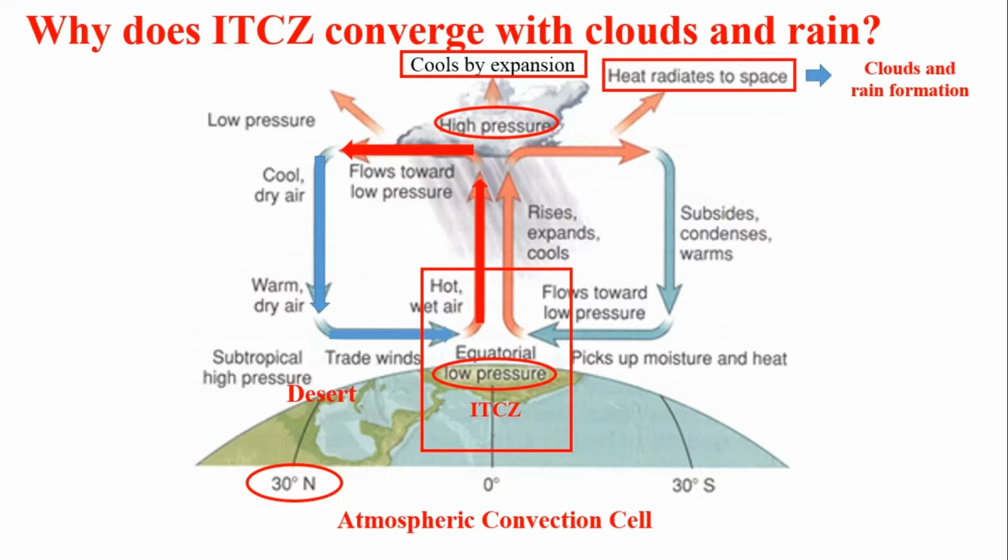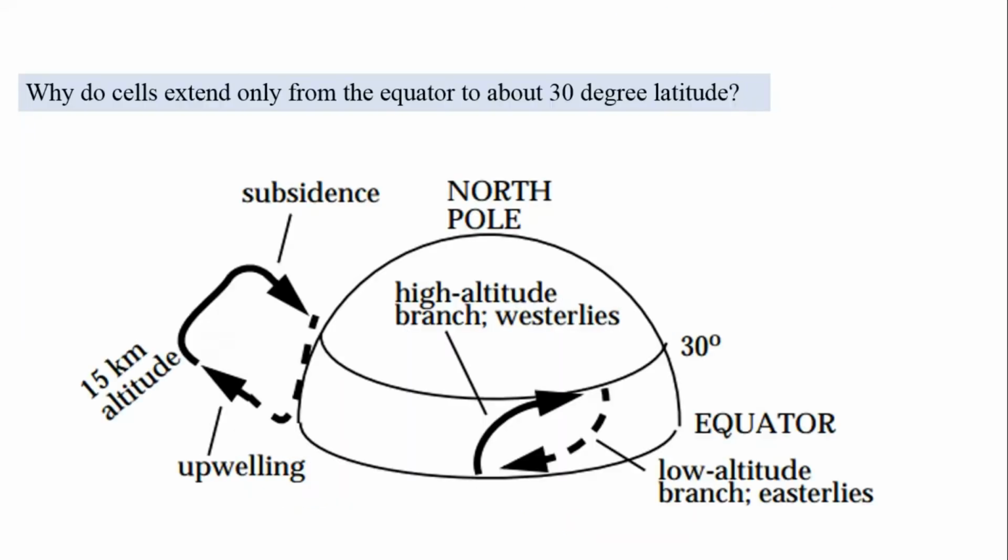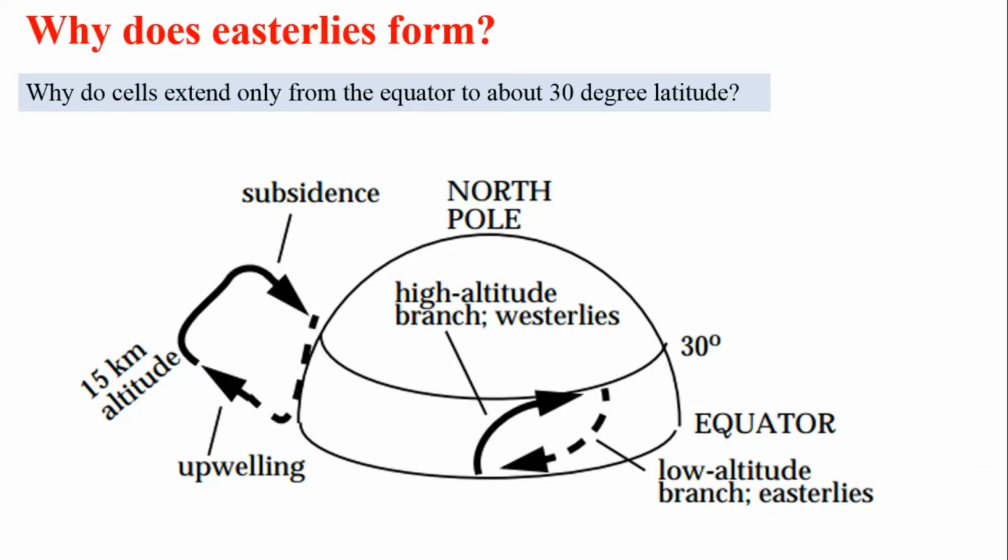We may want to ask why the cells extend only from the equator to about 30 degrees latitude. We'd like to answer this question with another important question. Why do easterlies form? As the air moves from the equator to higher latitude, it experiences a clockwise rotation in the northern hemisphere and a counterclockwise rotation in the southern hemisphere because of the Coriolis force.